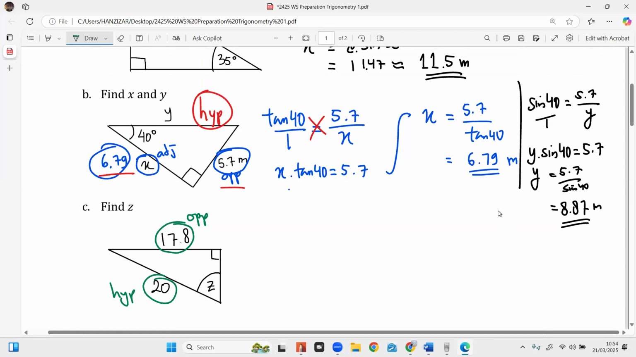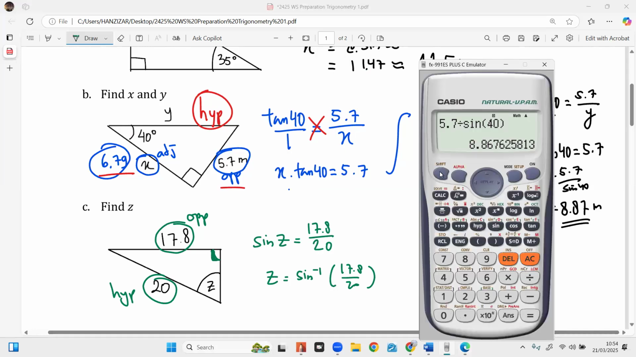the hypotenuse. Not adjacent, be careful. Adjacent is always near to the 90 degree. The longest side is called the hypotenuse. So we use sine, right? Sine Z equals 17.8 over 20. So, opposite over hypotenuse. Then if you want to find Z, we use inverse sine, sine inverse of 17.8 over 20. Okay, use your calculator to solve.